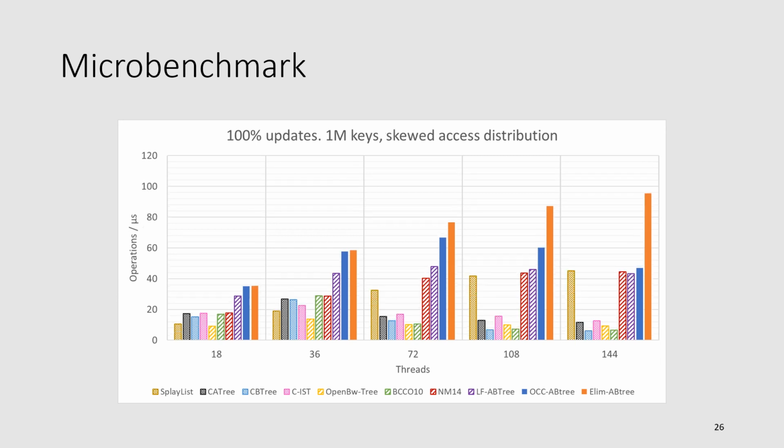Finally, on an update-heavy workload with a skewed update distribution, the displaylist, Natarajan and Mittal's BST, and the OCC-AB tree without elimination all perform similarly at high thread counts, but, as we saw before, elimination helps the OCC-AB tree almost double its performance at the highest thread count.